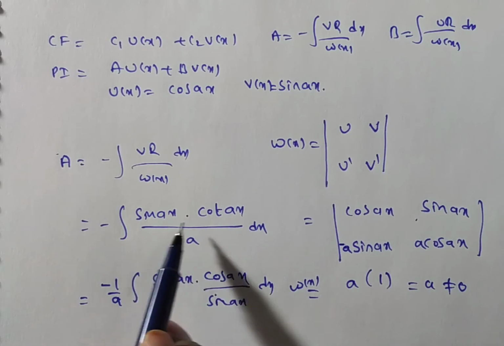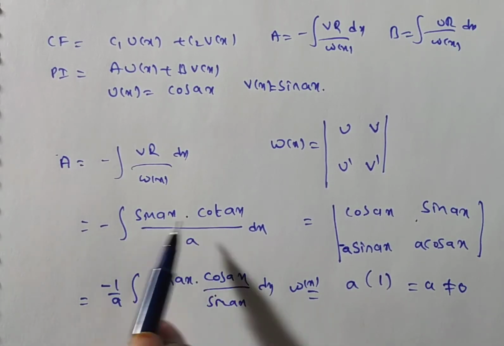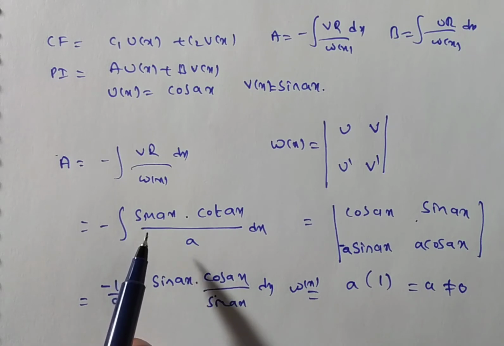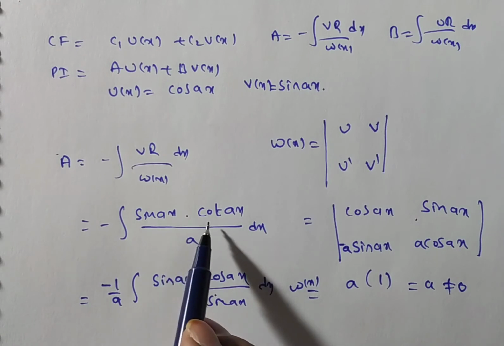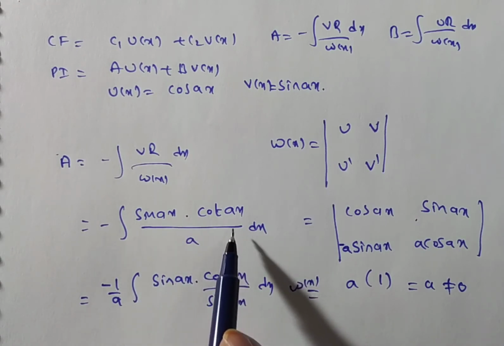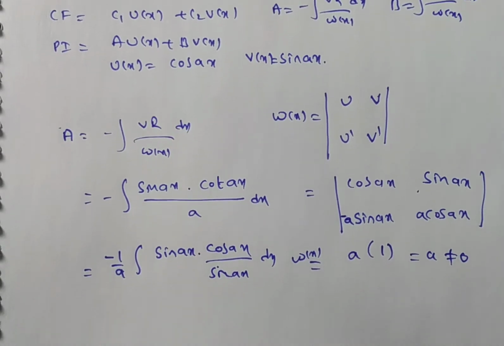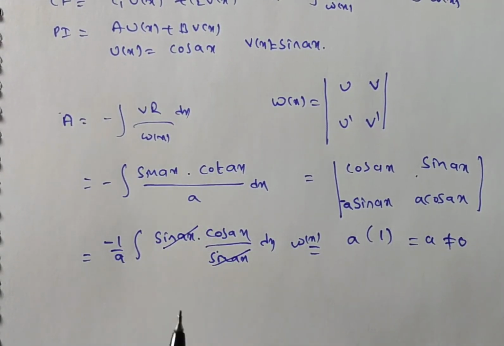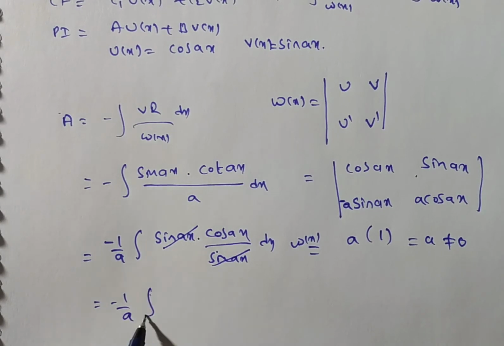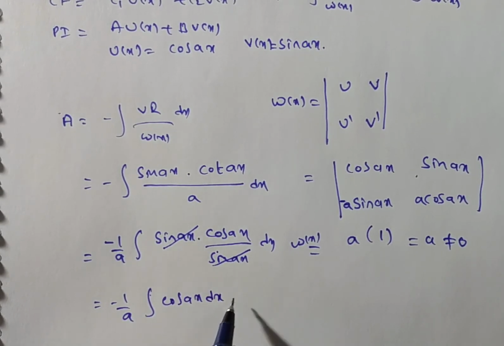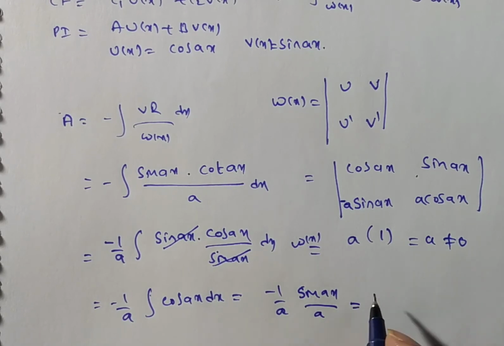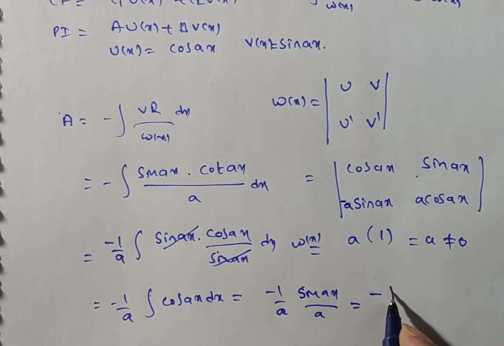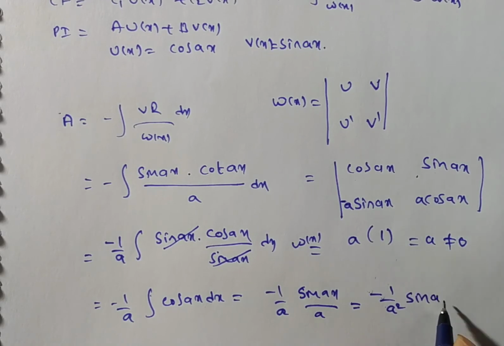You see friends, there is a product of two functions. In this case the UV rule you cannot apply because both sine and cosine are trigonometric functions. So we change to another approach. Cot you can write as cosine by sine. So the sine in the denominator and numerator cancel. Then I will have minus 1 by a times the integral of cos ax dx. What is the cos integration? Sin ax by a. So A of x is equal to minus 1 by a square into sin ax.